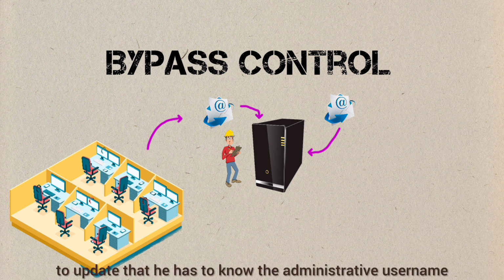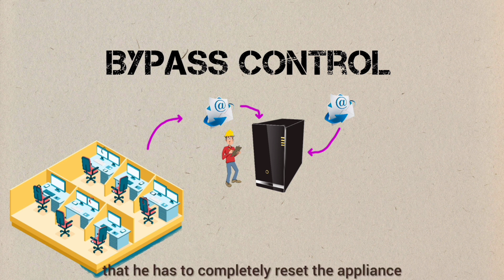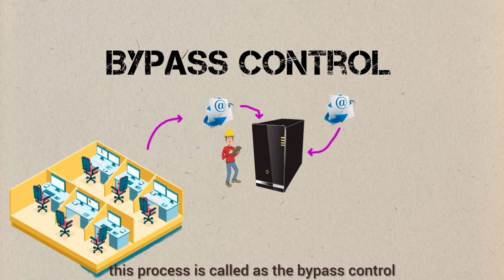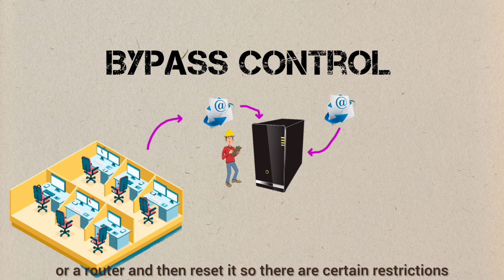To update that, he has to know the administrative username and password, but that particular administrator doesn't know or has forgotten that username and password. So what he has to do is completely reset the appliance and rebuild it. This process is called bypass control. There is always a risk with bypass control. Anybody can access the device, a firewall or a router, and then reset it.